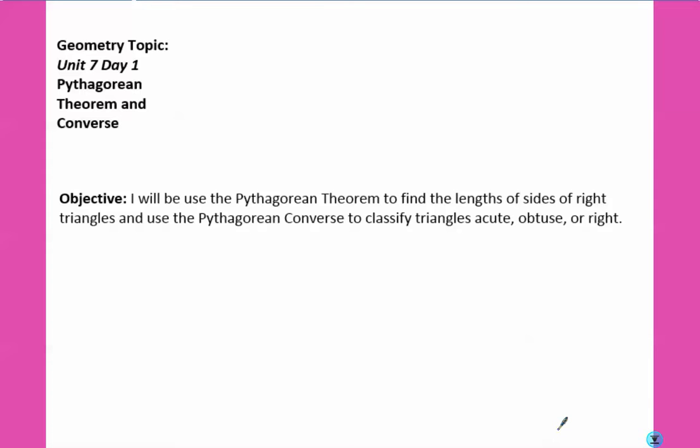Today, we're going to be learning about the Pythagorean Theorem and its converse. Our objectives: we will be able to use the Pythagorean Theorem to find the lengths of sides of a right triangle and use the Pythagorean converse to classify triangles as acute, obtuse, or right.